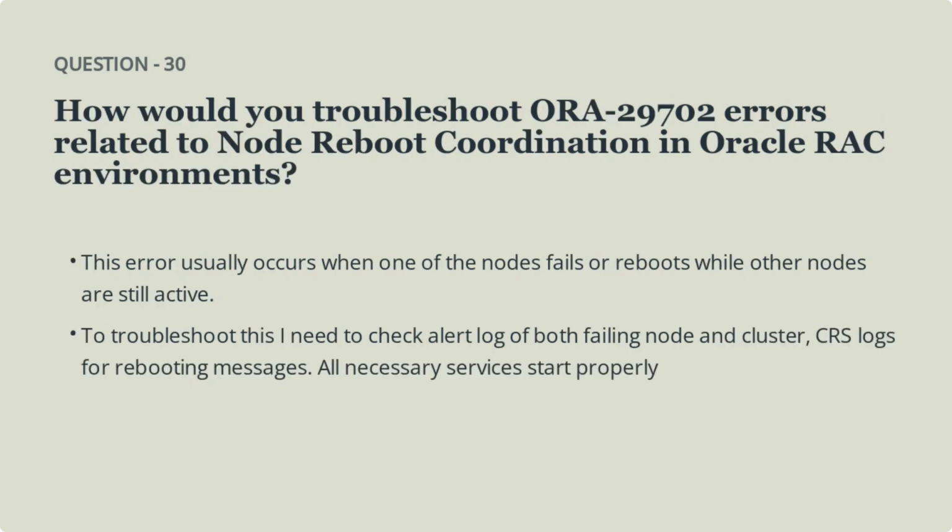When troubleshooting ORA-29702 errors related to node reboot coordination in Oracle RAC environments, it's important to understand that this error usually occurs when one of the nodes fails or reboots while other nodes are still active. To troubleshoot this, you need to check the alert log of both the failing node and the cluster, as well as the CRS logs for rebooting messages. Ensure that all necessary services start properly.